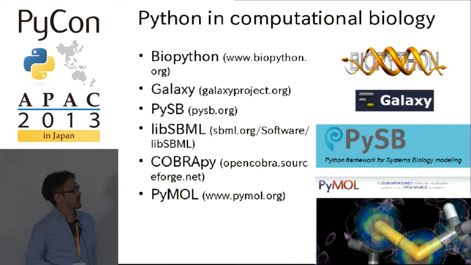Many projects are using Python as their main language, like BioPython, which is a bioinformatics software. Galaxy is also a bioinformatics package. PySB and libSBML are components that people use for simulations of biochemical reaction networks. Cobra is the same. PyMol is a visualizer of the protein molecules.